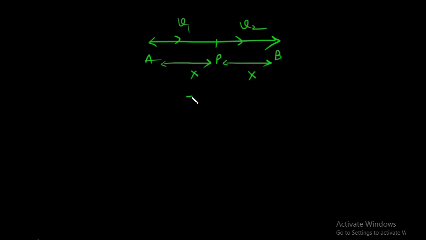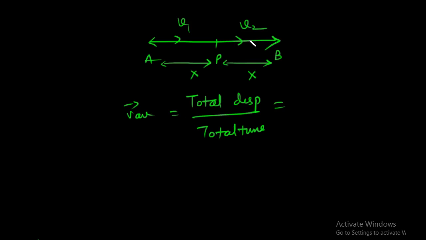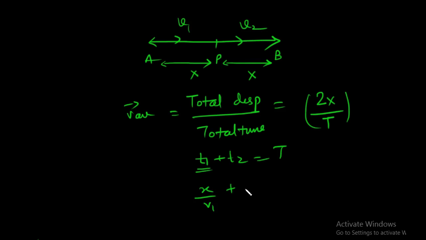So the total displacement by total time will be the average velocity, because we are talking about velocity here. Since the direction is the same, speed and velocity can be equated, so displacement and distance can be equated. So this would be 2x upon total time t. Alright, what is total time t? T would be t1 plus t2. What is t1? t1 is x upon v1, t2 is x upon v2.